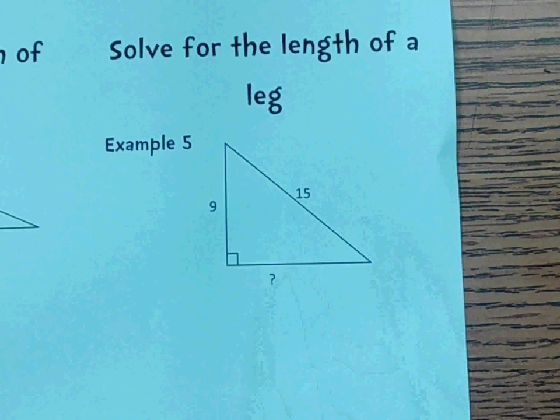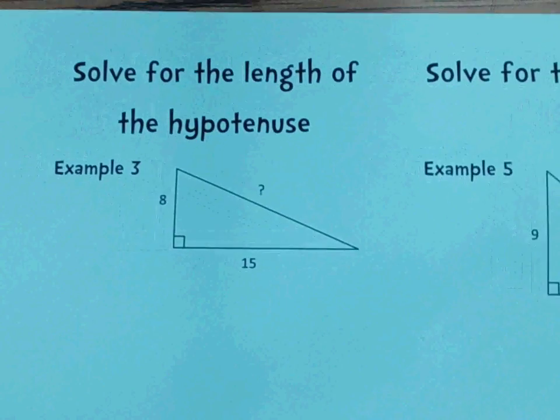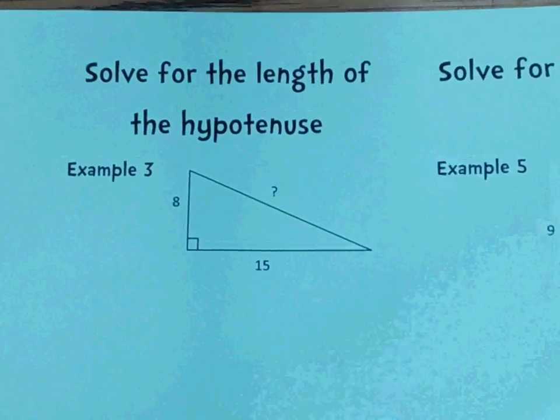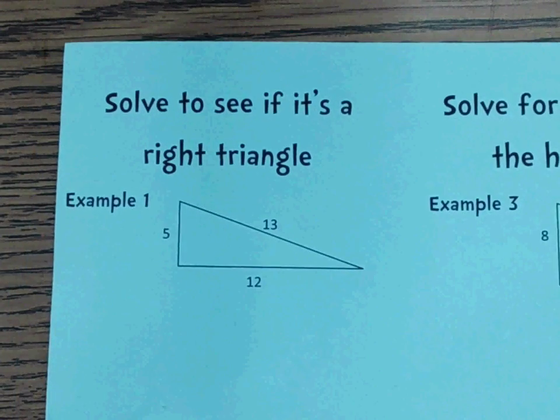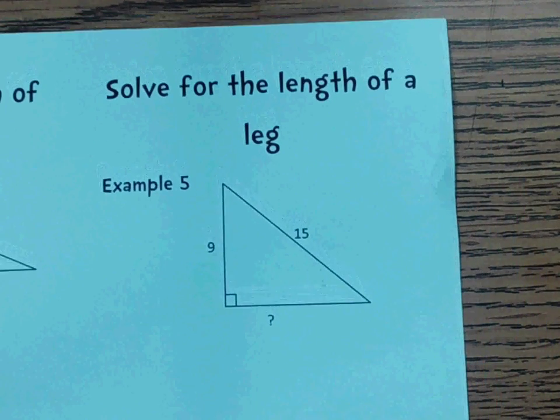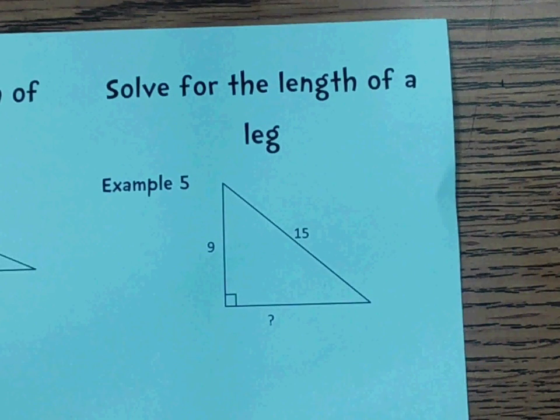We're now in the last portion of our notes. This is for solving for the length of a leg. Before, we've been solving for a hypotenuse, or the C, and we've also been determining whether or not a triangle is a right triangle. And this is all using the Pythagorean theorem. So we're going to continue using the Pythagorean theorem in one way or the other.